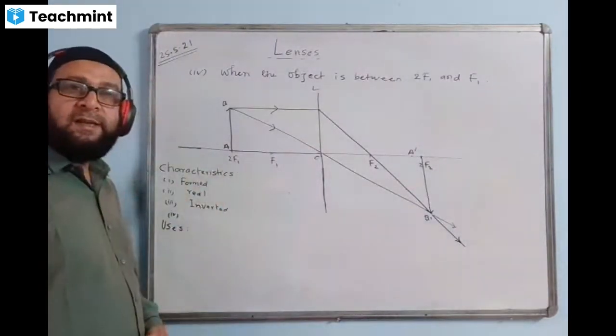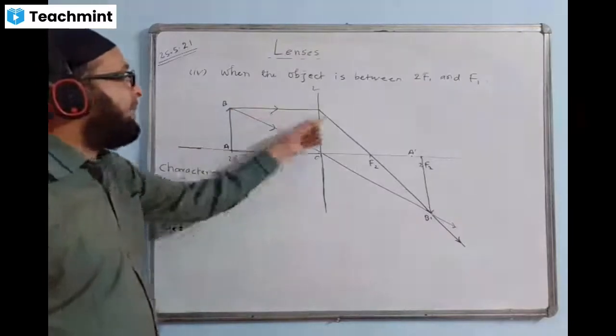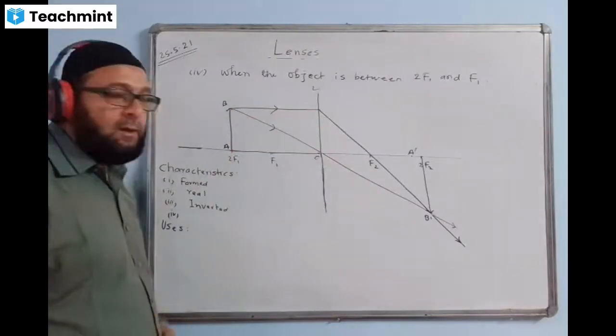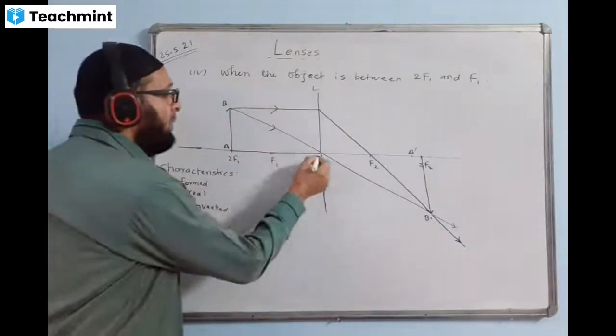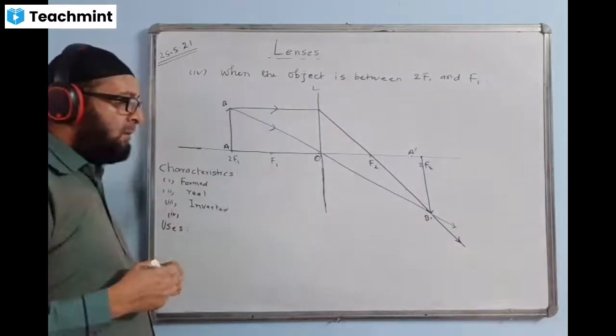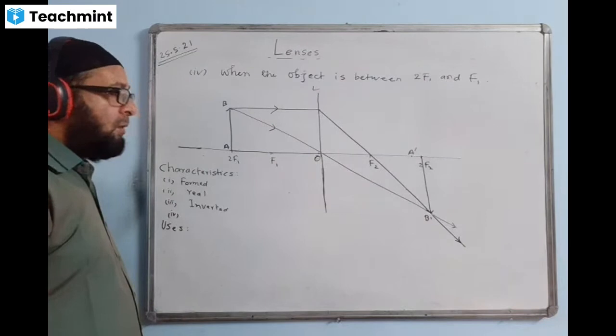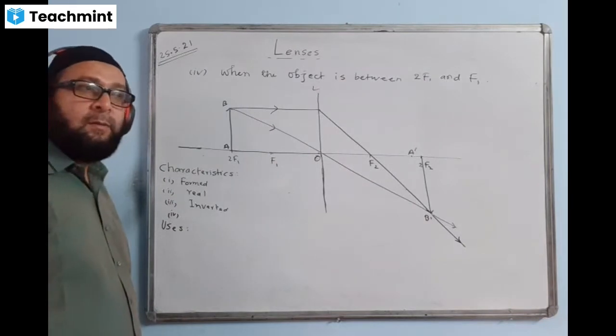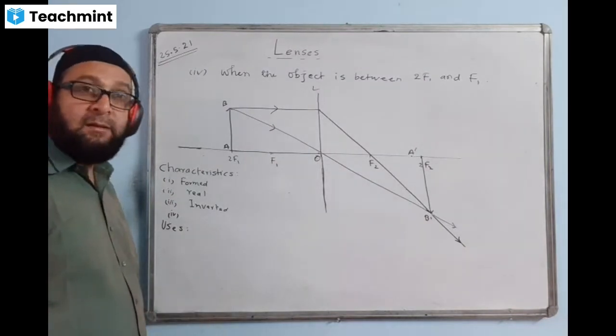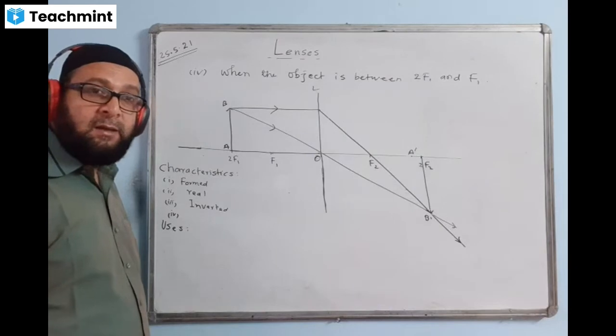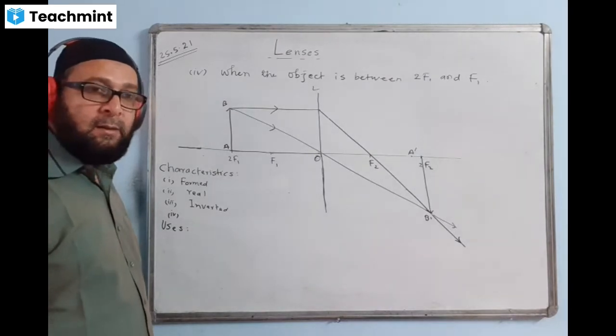The rule is the same. You take one ray parallel, passing through F2, the second ray will go like this. Do you see an object which will look bigger than its actual size ever through the eye? It will never look bigger.